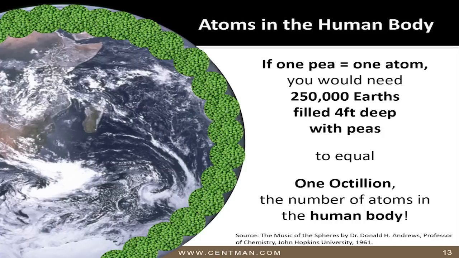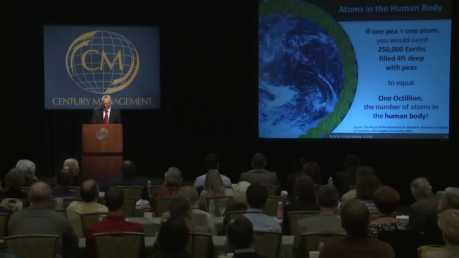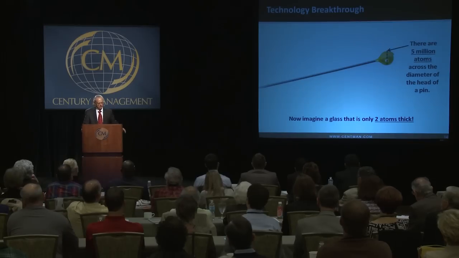Finally, at the final calculation, he came up with 1 octillion atoms, which is 250,000 Earths, 4 feet deep in P's. And that's 1 octillion. So you got 250,000 Earths, 4 feet deep in P's, and that is the level that they're going to be manufacturing on. Now, to give you one more example, if you take the head of a pin, it's got 5 million atoms across.